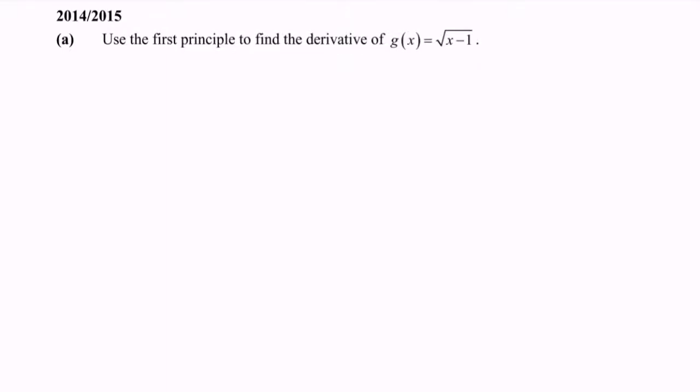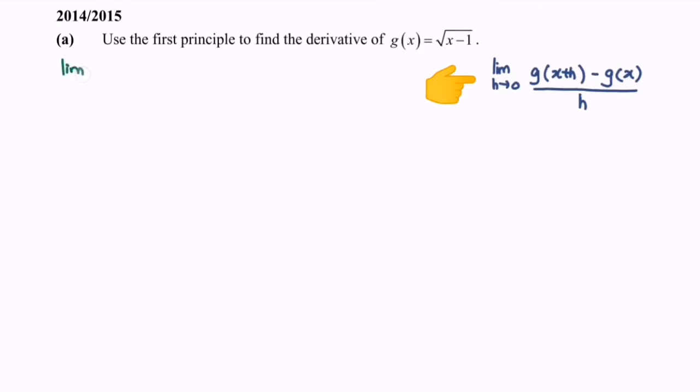Hello everyone, here we have the example for the topic differentiation. Use the first principle to find the derivative of g(x), which is square root of x minus 1. So given the formula on the right hand side, we have the formula for the first principle. So kindly substitute the situation.